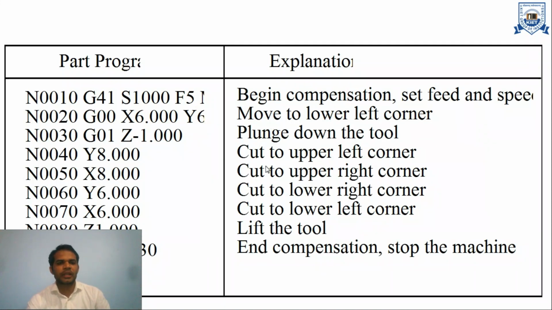This is the explanation of this serial number. In the next serial number, X8 means cut to upper right corner. Then the next Y6 point, cut to lower right corner. Then X6.0, cut to lower left corner. Then Z1.0 means lift the tool. We have to lift the tool. And the last code represents end compensation, and M30 stops the machine.